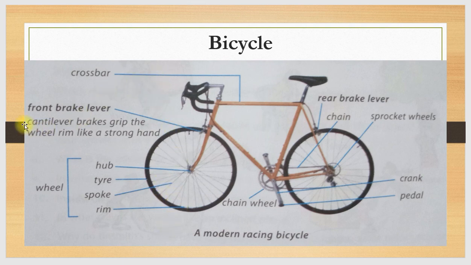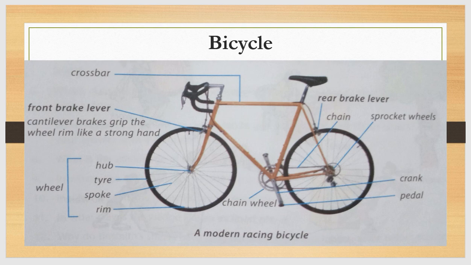You can see the front brake, a front brake lever, then these are the hub, tire, spoke. This is the rim, this is the front wheel. You can see over here, these are the pedals, crank, chain wheel. This is a chain which is crossed over these two wheels, the sprocket wheel. And this is the modern bicycle which is used for cycling on the ground or for going down the hills.